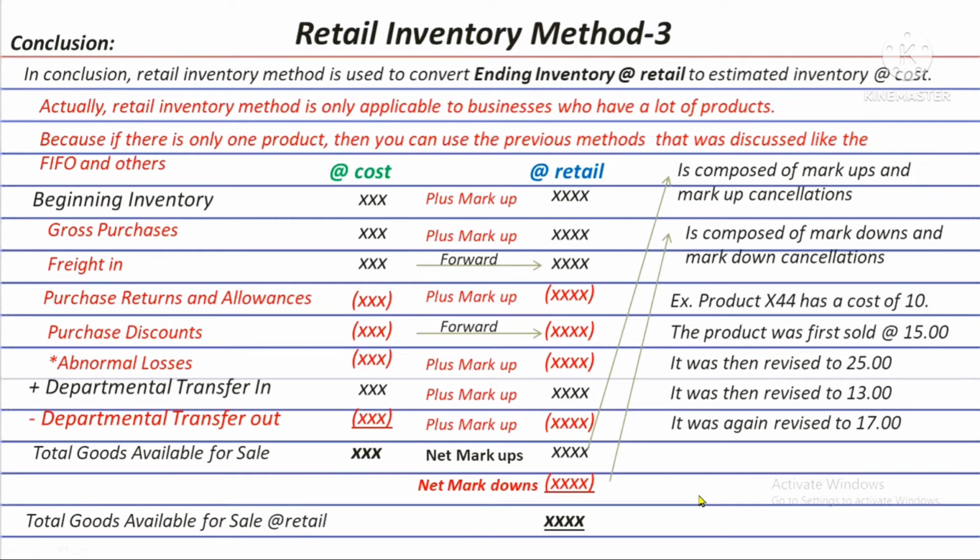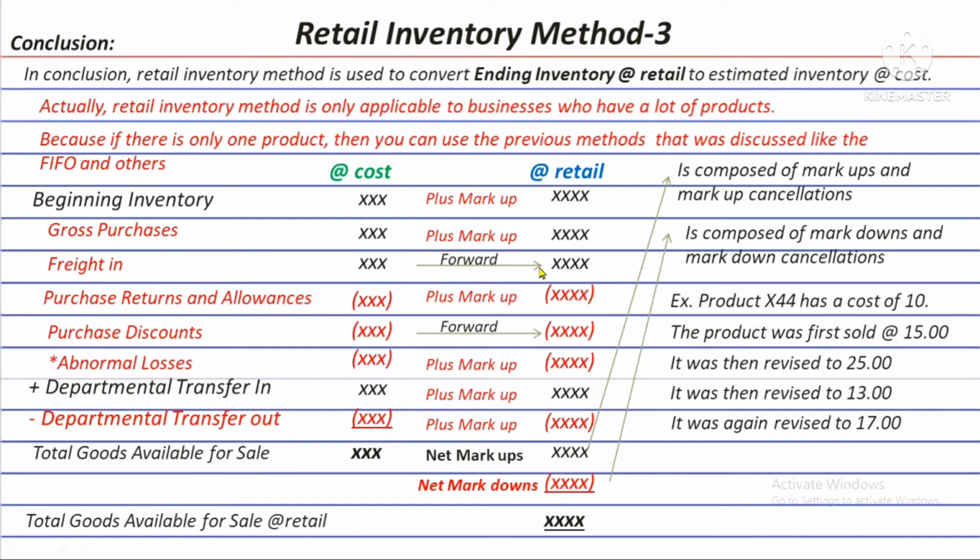Since we are considering a lot of products, or a variety of products, expect that some of those products have markups and some have markup cancellations, and some might have markdowns and others might have markdown cancellations. So, these two right here are just the summary for all the products. These net markups are the markups minus markup cancellations of all the products of the company. And these net markdowns are markdowns minus markdown cancellations for all the products of the company.